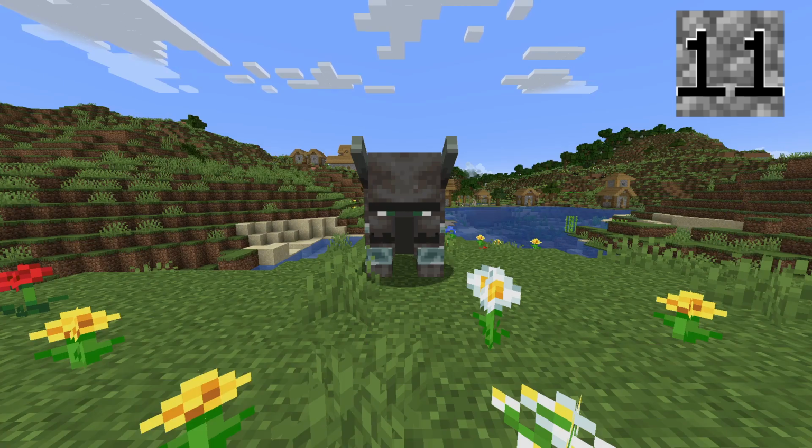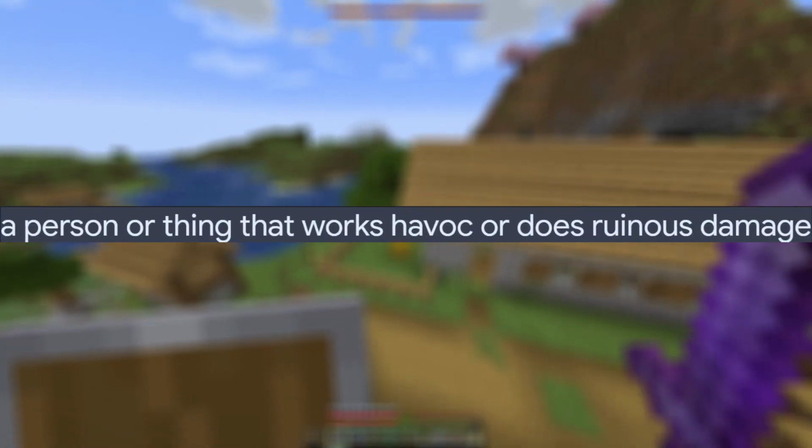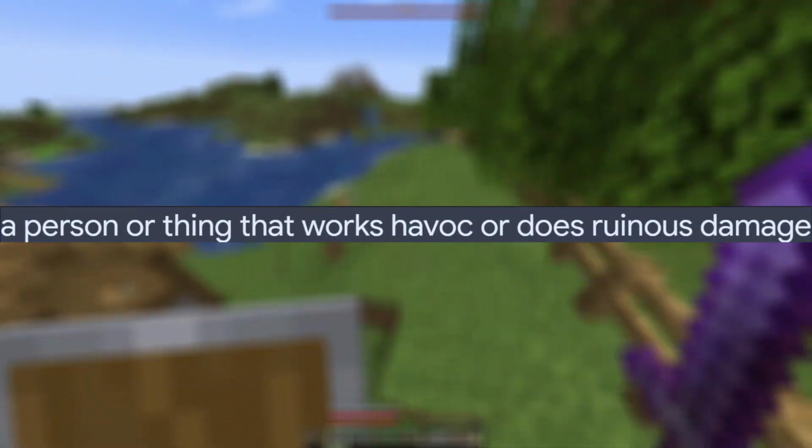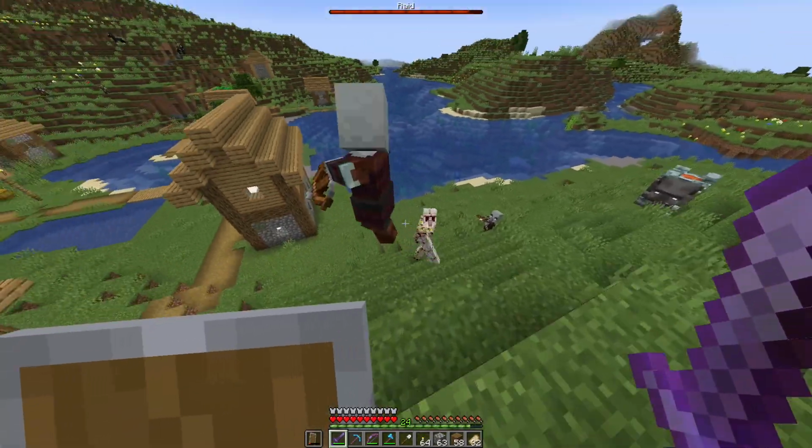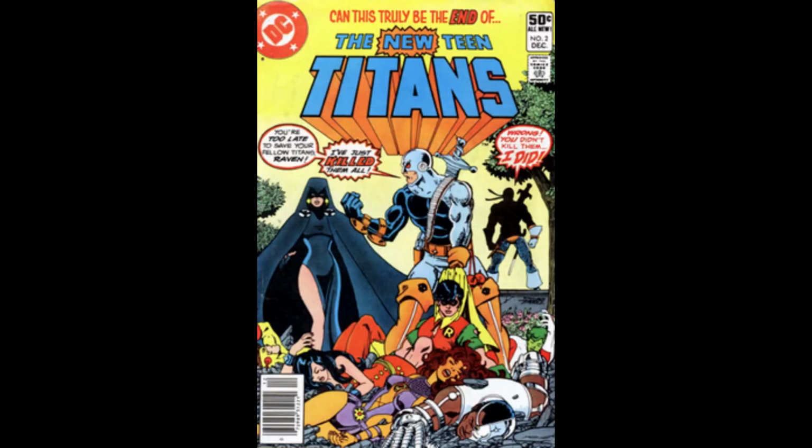Our third and final mob of 11 points is the Ravager, meaning a person or thing who wreaks havoc or does ruinous damage. The image that follows, after the Minecraft ones, is of a DC comic where the Teen Titans fucking die. Okay, we are now at the top 5 mobs.